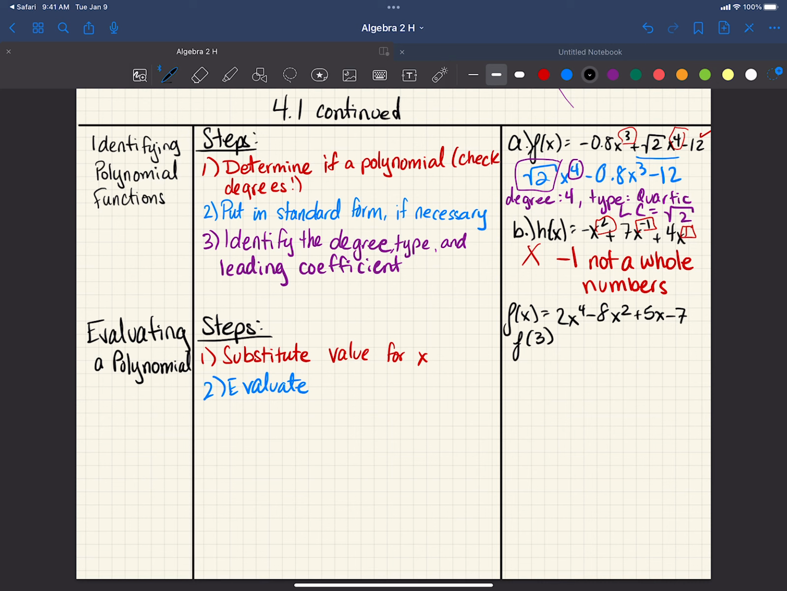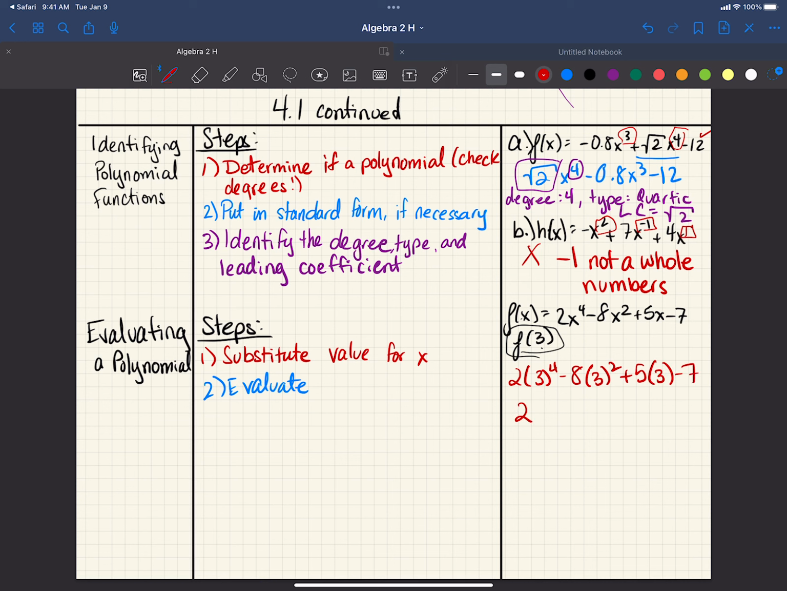So moving on, evaluating a polynomial. The steps for evaluating a polynomial are the same thing that you have been doing since Algebra 1. They give you an x value, you plug it in. That's all you have to do. So in this case, I am looking for when x equals 3. That's what this f of 3 represents. It's telling me to replace x wherever I see it with a 3. So I have 2 times 3 to the 4th minus 8 times 3 squared plus 5 times 3 minus 7.